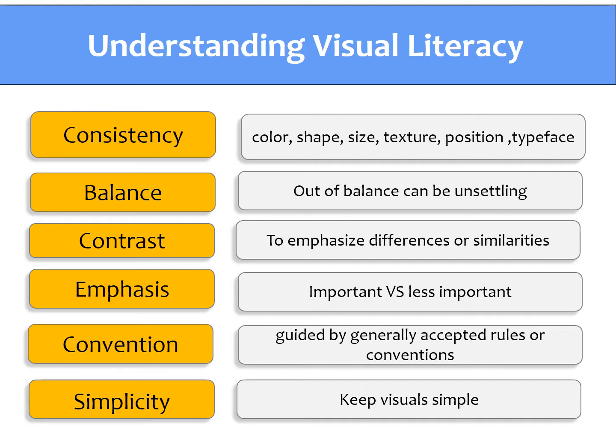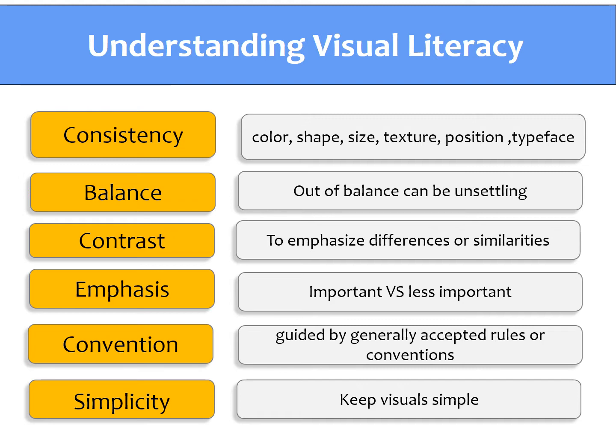The first one is consistency, and this has to do with the color, shape, size, position, typeface, and things like that. Audiences view a series of visuals as a whole and assume that design elements will be consistent from one page to another. You can achieve visual parallelism through the consistent use of color, shape, size, and all this. So here we are talking about consistency.